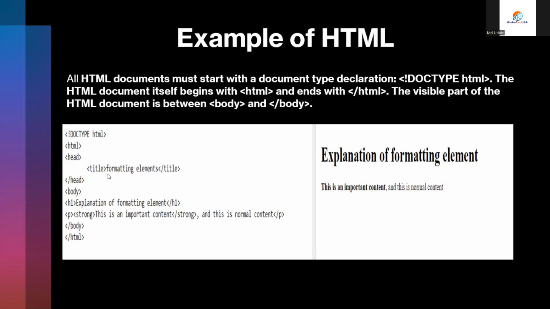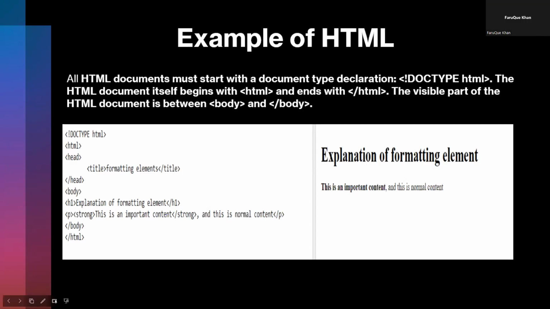When you run this HTML document, you will see this result here. Explanation of formatting elements, which is bold, that we say like strong. And this is important content. We put it as strong here. And this is normal content. We didn't put any strong, so it is shown as normal content. So that's how you will see your document.